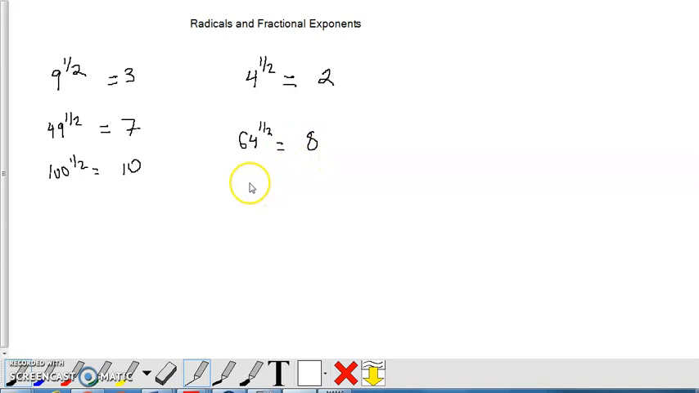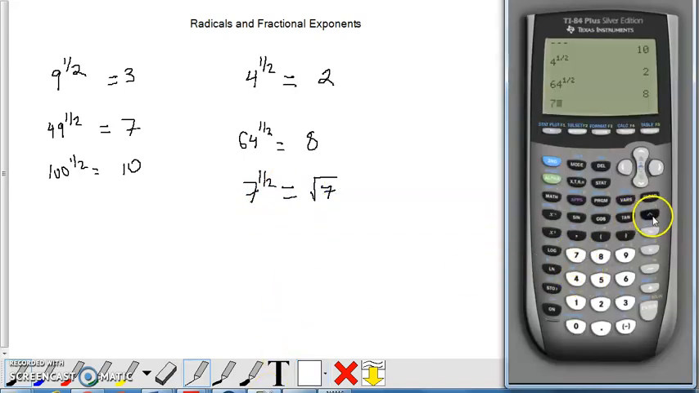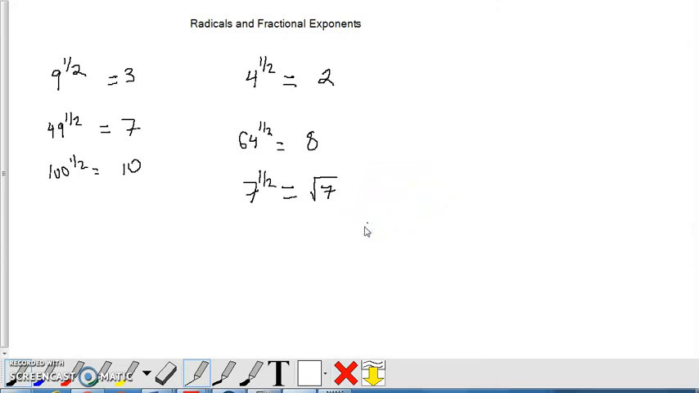Now, if I say 7 to the power of 1/2, I don't actually know what that is because it's not a perfect square, but what I should know is that it should be the square root of 7. So let's try that out. 7 to the power of 1/2 should be this number. But now let's try the square root of 7. Does it give me the same number? It does.